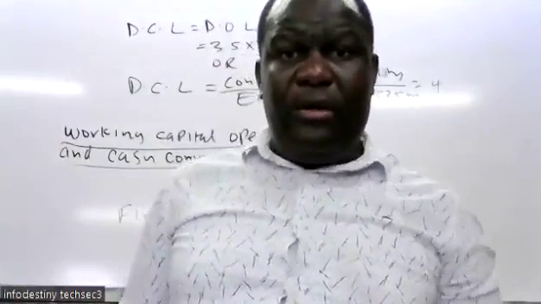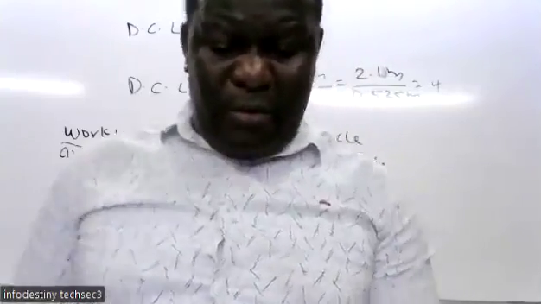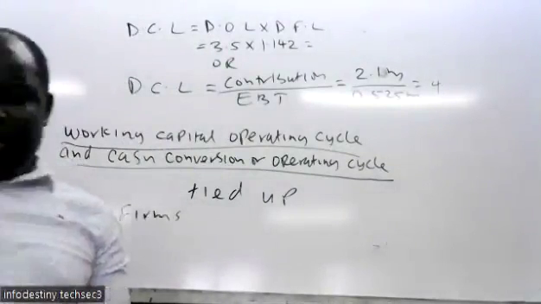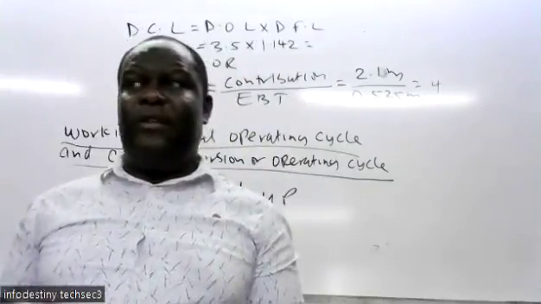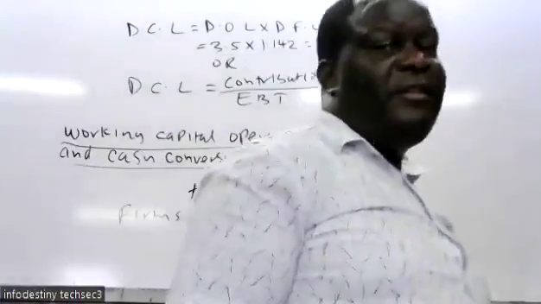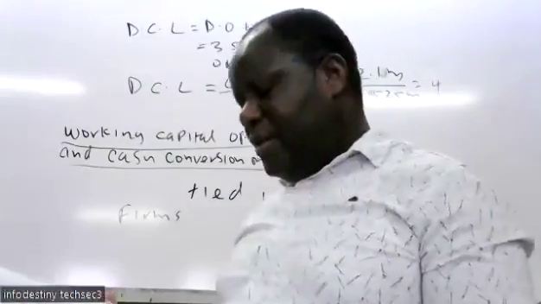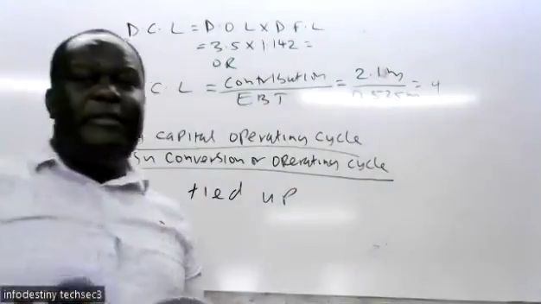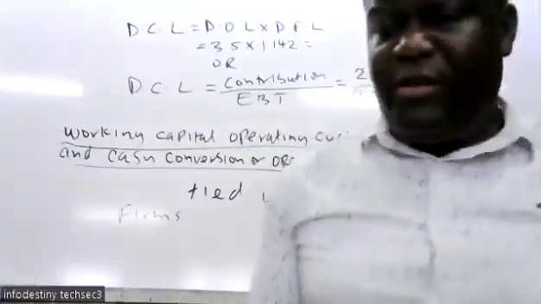Under the non-manufacturing firms, we note that in this case, the operating cycle will take into account the stock turnover in days, the debtors collection period in days, and the creditors payment period in days. So I'll now give you the formula on how to get those items.